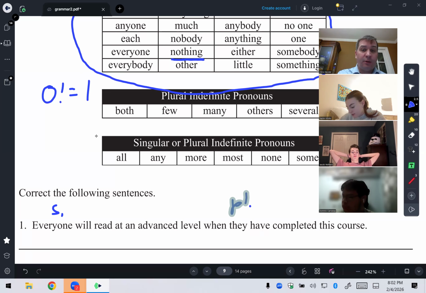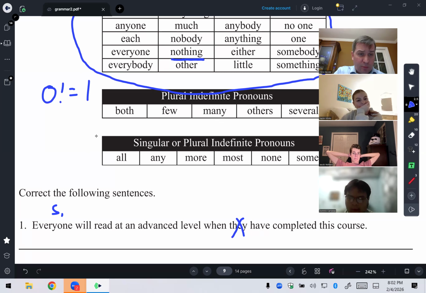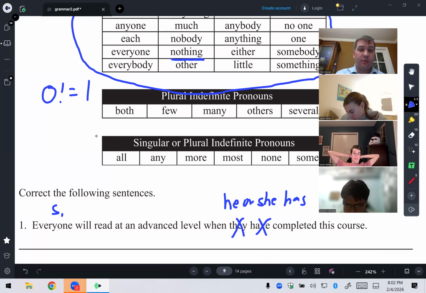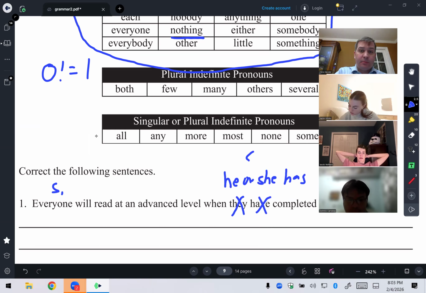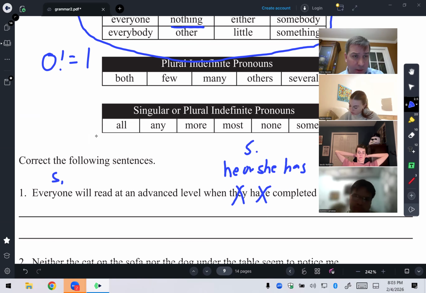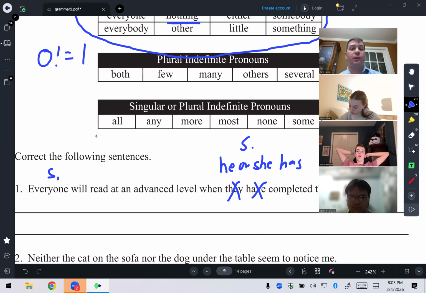Do we know the gender of everyone? Not technically. Technically, we don't. All right, so it should be everyone will read in an advanced level when he or she has completed this course. So that is a singular form of to be. Okay. So now it's singular. Singular, singular. That's just every antecedent must agree with its pronoun in person, gender, and number.